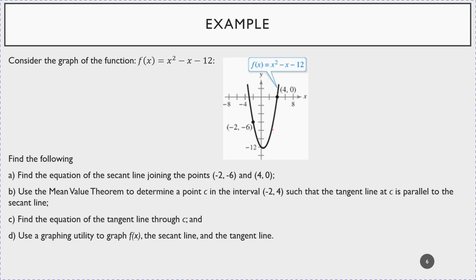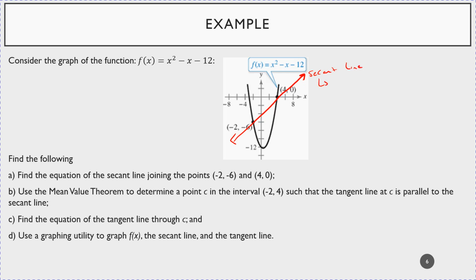And then, it's going to be really cool, we're going to use a graphing utility to graph f of x, the secant line, and then the tangent line, and you're going to see something really, really cool. So first thing we're going to do is find the equation of the secant line, and this is what the secant line is going to look like. This is going to be the secant line through these points.